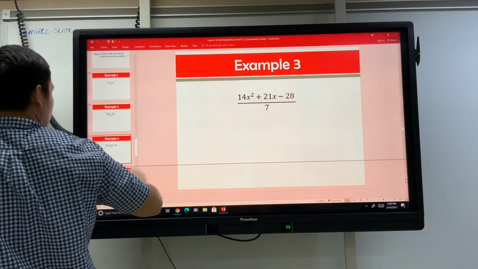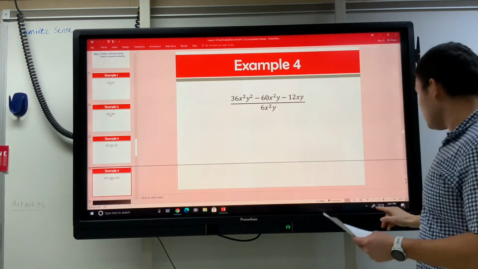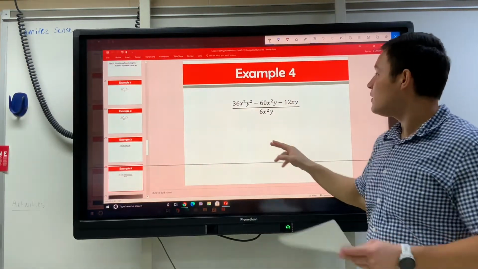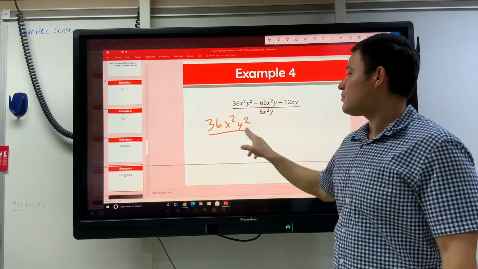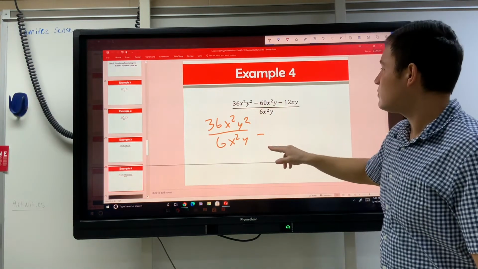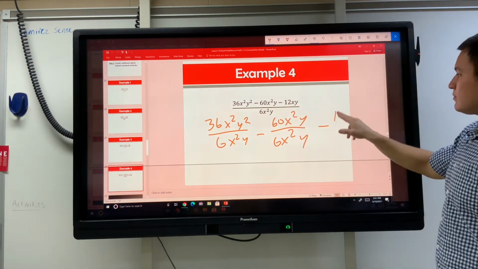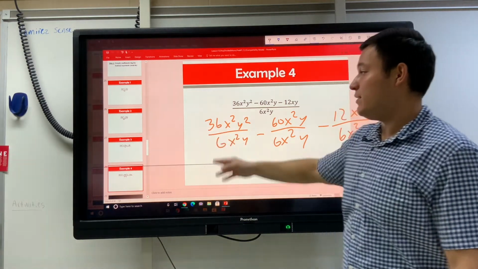Example 3 should be no problem for you. Example 4, I'll show it to you right now. We're going to split it. Then we simplify the coefficients.